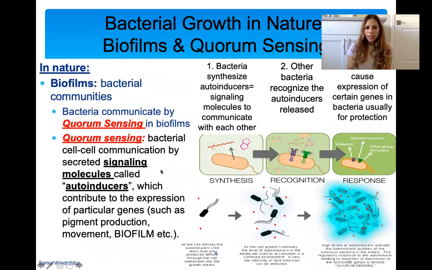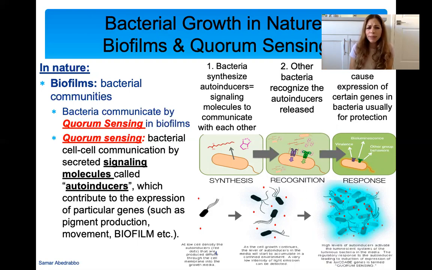So bacteria communicate with each other in these communities by a process called quorum sensing. I want everyone to know the definition of quorum sensing. Quorum sensing is bacteria cell-to-cell communication, and they communicate with each other by secreting signaling molecules that we call autoinducers. So signaling molecule and autoinducer mean the same thing. What they do is they cause the cell to turn on or off a particular gene. That's what we mean by expression of particular genes.